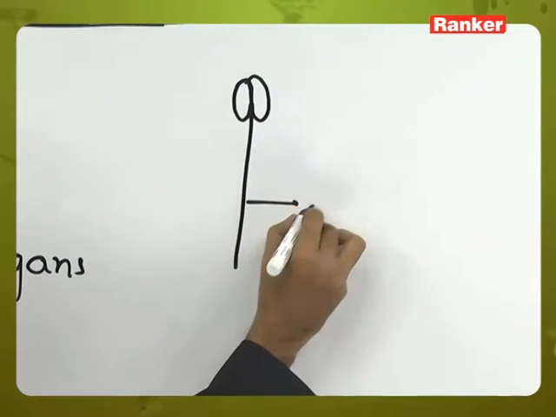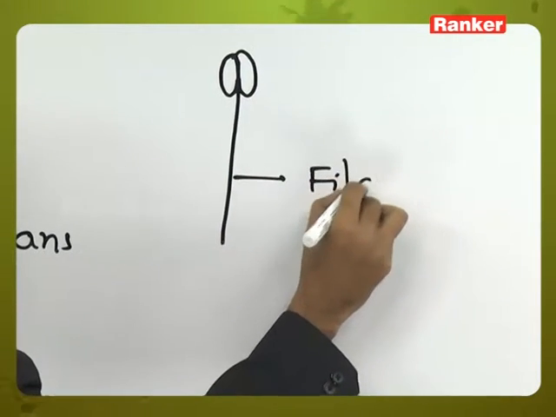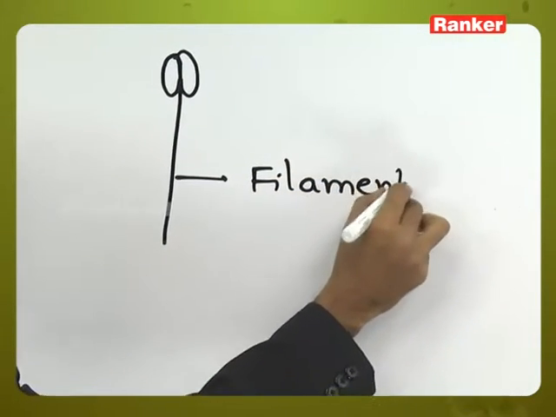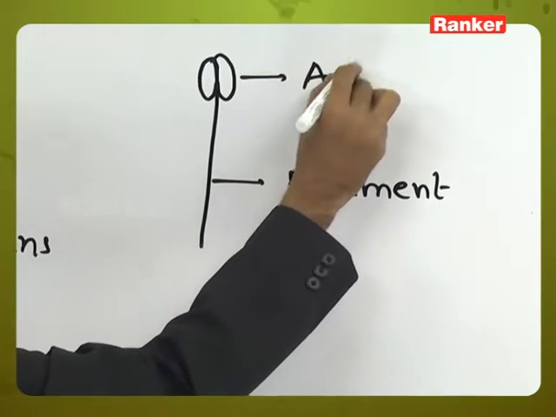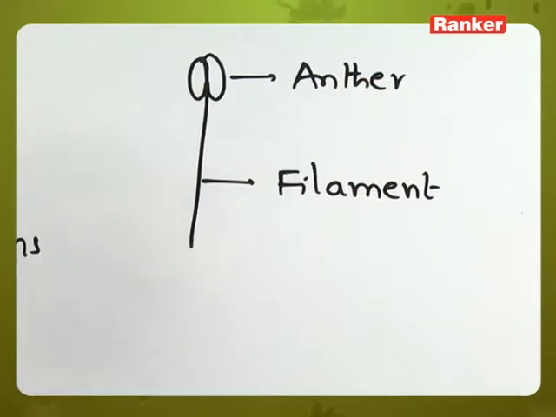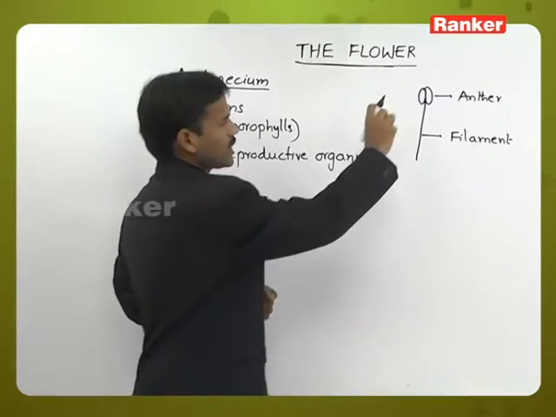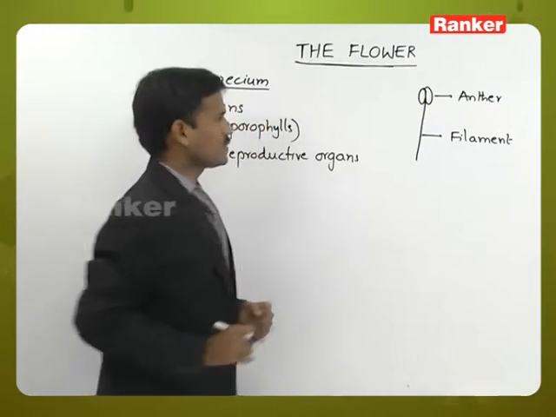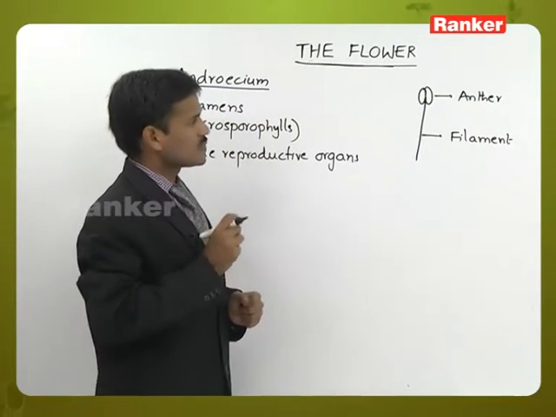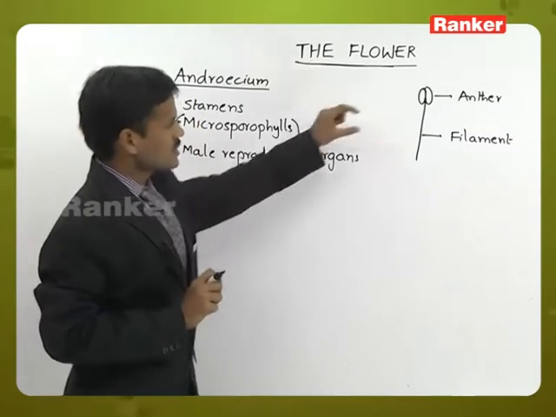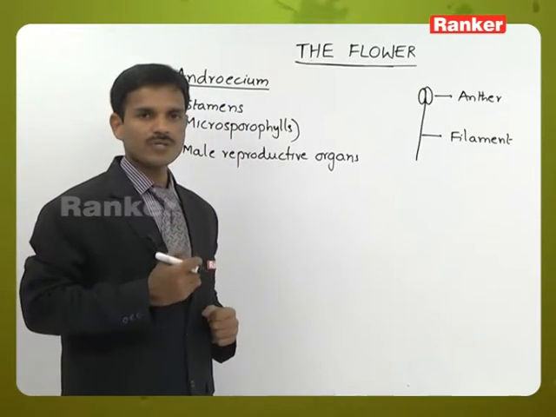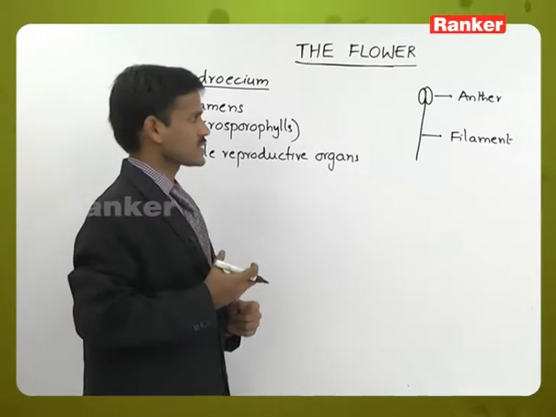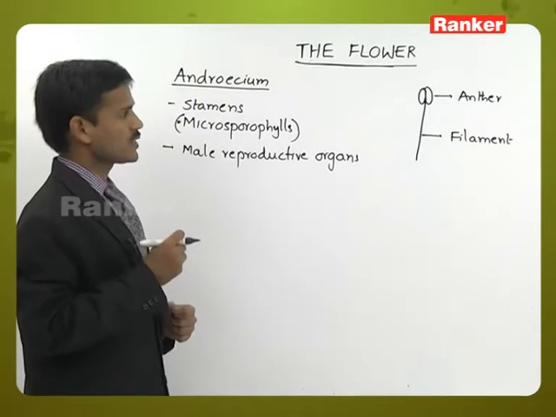The stalk-like structure is the filament, and the upper part is the anther. Both are connected here by the connective tissue. In the connective tissue, the anther and filament are connected at this point. The anther mainly produces pollen grains. The pollen grains are produced within the anther.